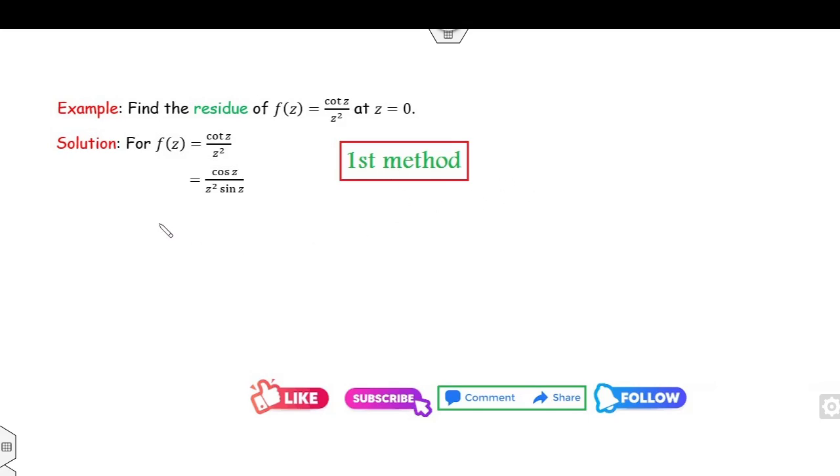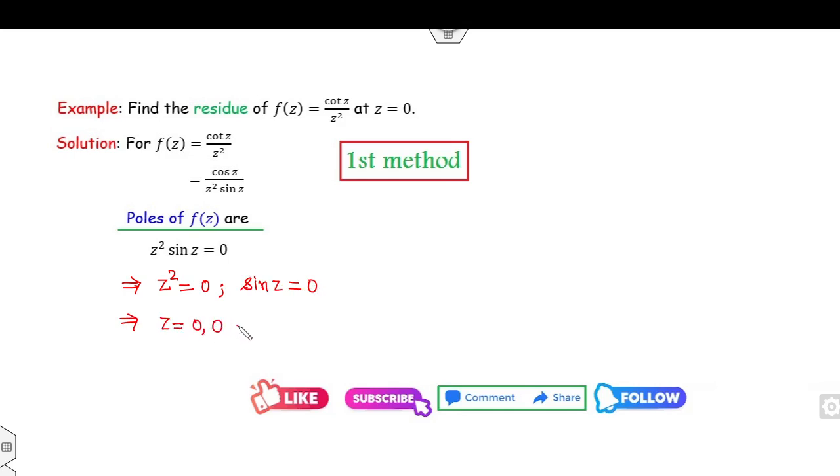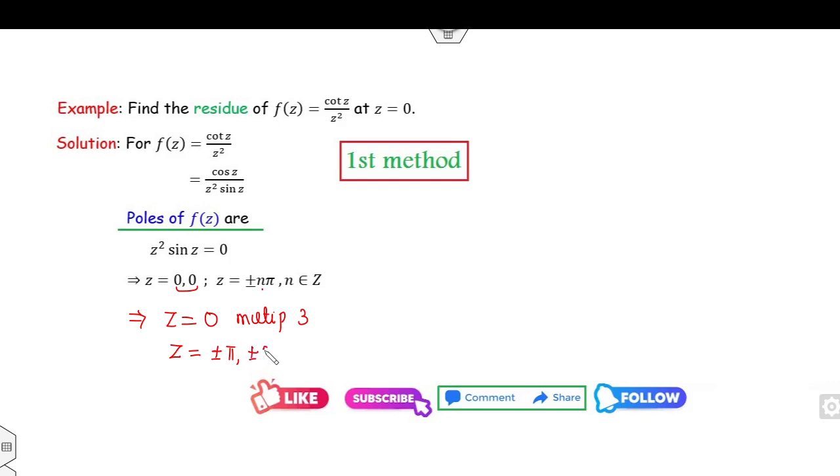Firstly, in the first method, can you find the poles of the function? How can you find the poles? The poles are where the denominator is 0, which implies z square is 0 and sin z is 0. This implies z is equal to 0, 0 and z is equal to n pi, where n is an integer. So what does it imply? That implies z equal to 0 will also be there with multiplicity 3, while for the other cases, plus minus pi, plus minus 2 pi, all are simple poles.